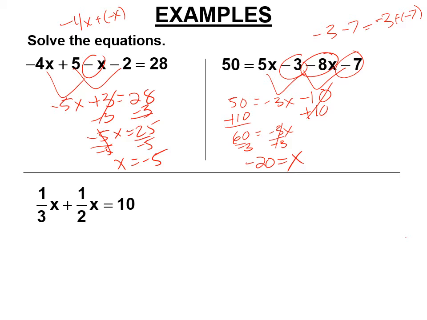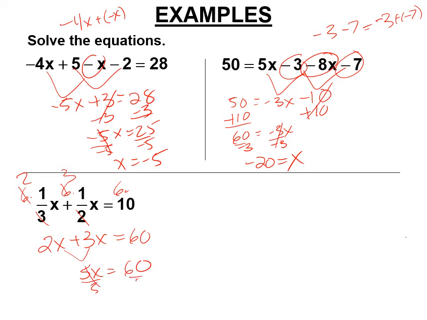So here, we're going to clear the fractions. 3 and 2 can be cleared by multiplying by 6. 3 goes into 6 twice, and that becomes 2x. 2 goes into 6 3 times, and that becomes 3x. Equals 6 times 10, 60. This becomes a one-step equation once you combine the like terms. 5x equals 60. Divide both sides by 5, and x equals 12.